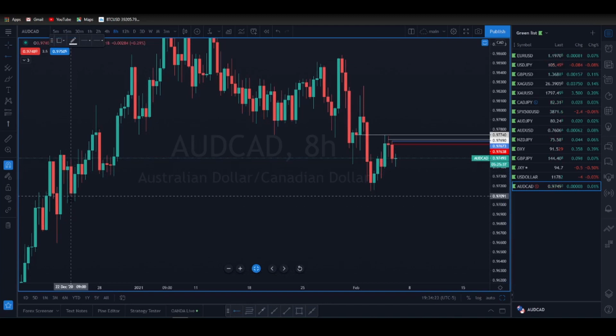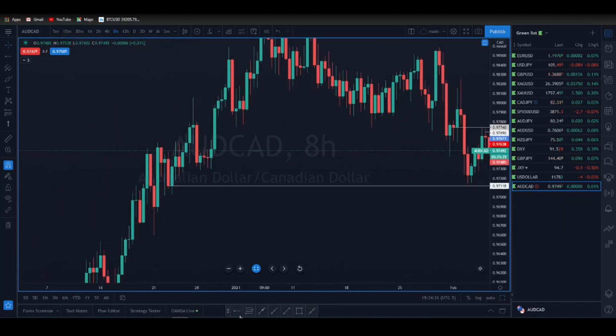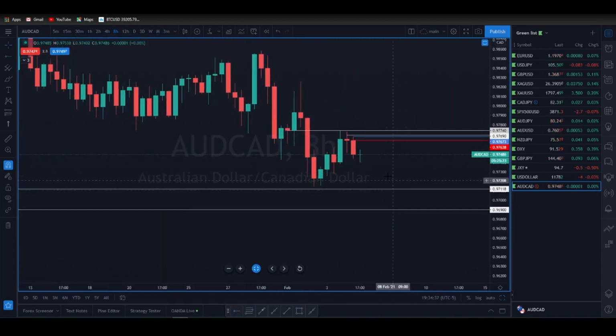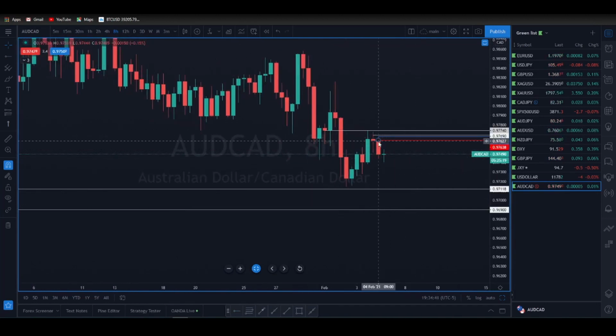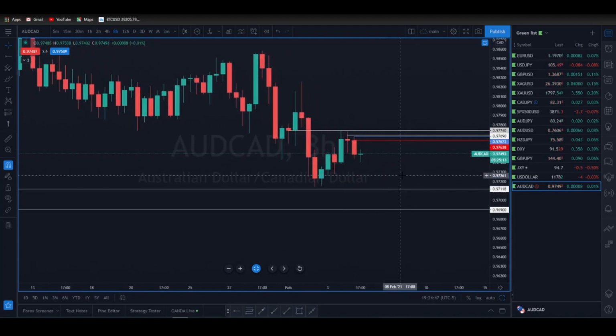The first area of support is going to be 0.97118, which is simply this swing low. Your next area is going to be this one down here. Hopefully when I wake up in the morning, this is trading well below these levels, or at least getting close to them. This is an 8-hour time frame, and if this works out it could take some time, so this could be a trade I'm carrying into next week.